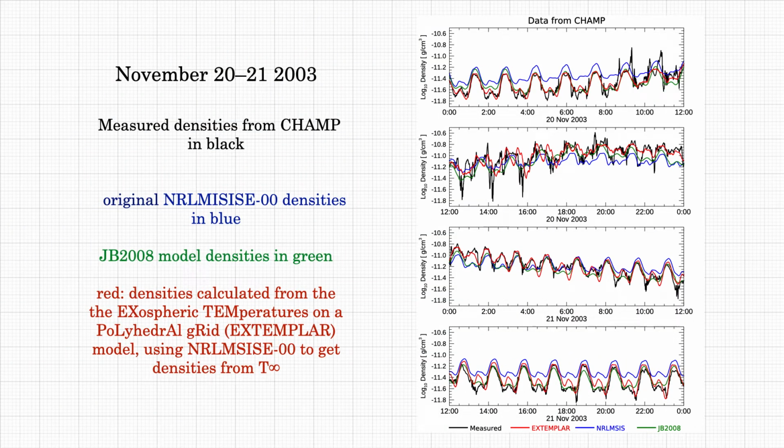This graph shows the same time period in the same format, but using data from the CHAMP satellite rather than GRACE. Overall, it is seen that the EXEMPLAR model does better than the NRL model and JB08 models in predicting the densities, especially where the densities reach their peak values.